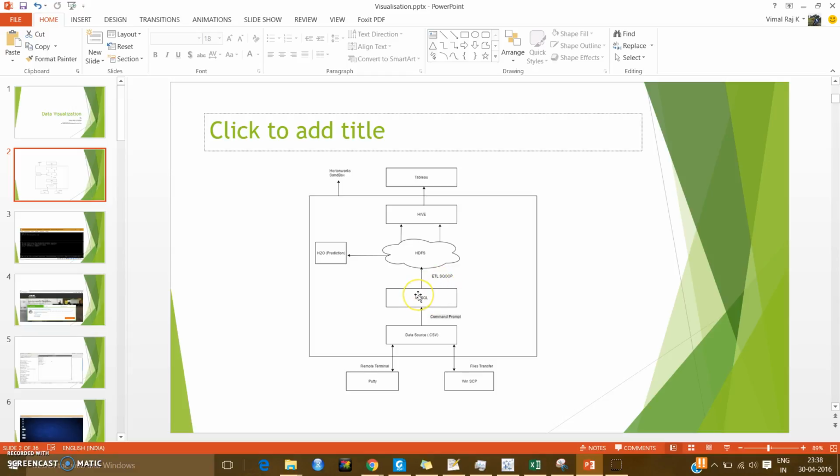The data in MySQL is initially stored in my staging table, and then into the 3NF table, and then it is loaded into the HDFS with the help of a famous ETL tool called Sqoop. Then Hive tables are created in the HDFS, and the Hive table is connected to Tableau for the visualization, and also connected to H2O for predictions.